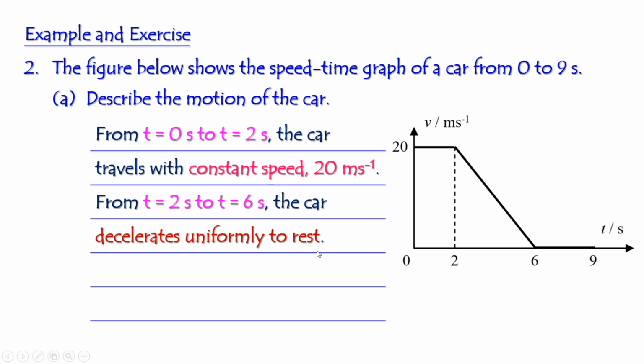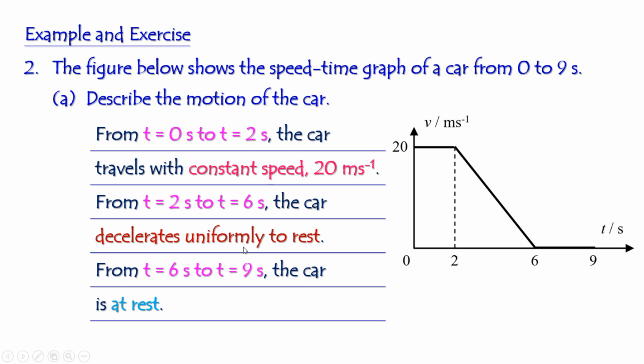Both are acceptable, okay? Decelerate uniformly, or the car travels with uniform deceleration. And then to rest, because at time equals 6 seconds, the speed of the car is 0. So decelerate uniformly to rest. If you forget these 2 words, add these 2 words to your answer. And for the last part of the journey, I think all of you can get the correct answer. From time equals 9 seconds, the car simply is at rest. If you got all of these correct, you will get 3 marks in the test.